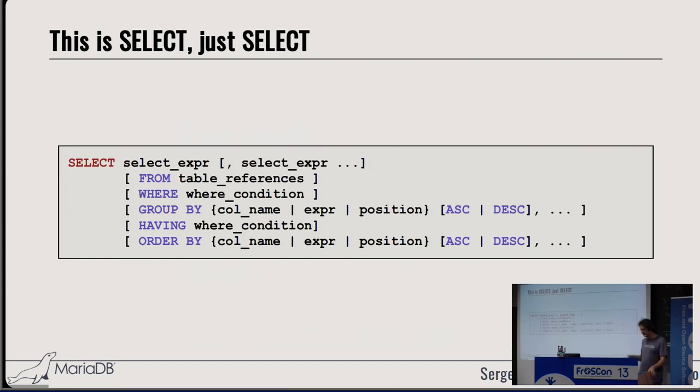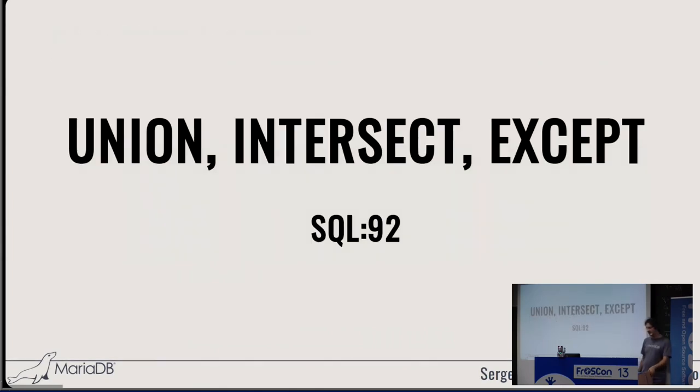So let's see what new features were introduced since the old days of 1986. The next interesting standard was SQL 92, and it introduced the concept of set operations. Really, the result set is called a result set for a reason: it's a set of rows, which actually means that if you need some specific order, you need to use order by, because a set is an unordered set of rows.